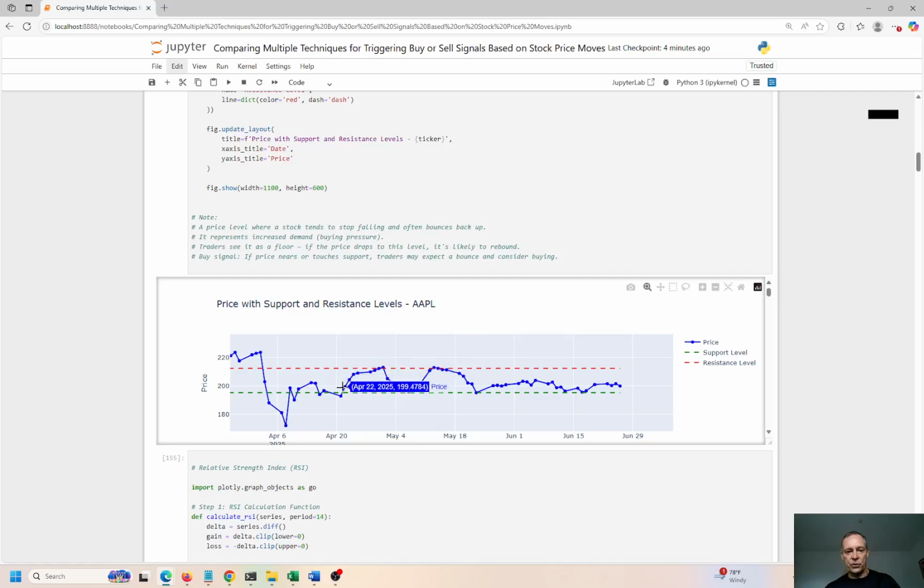So Apple tends to trade within the resistance level. A couple times it hits the resistance and then bounces down. Remember, resistance is on the top, it's red, and the support is the green on the bottom.